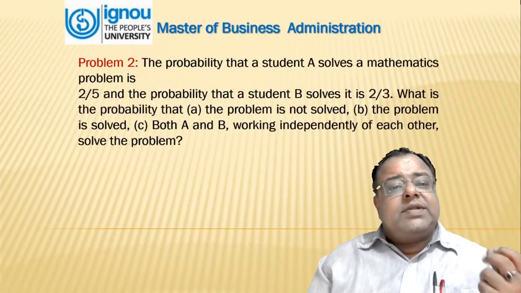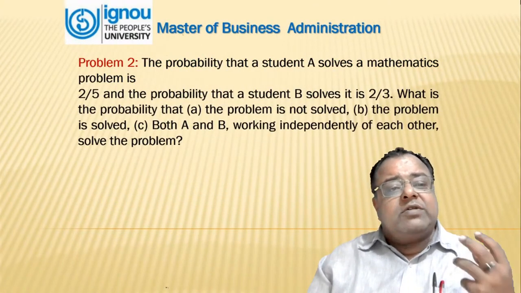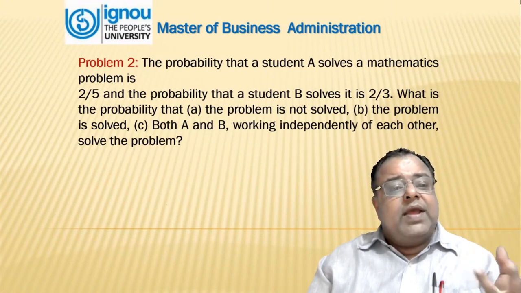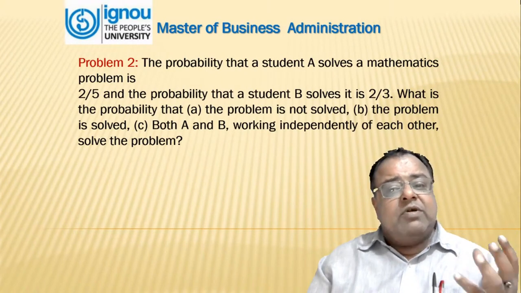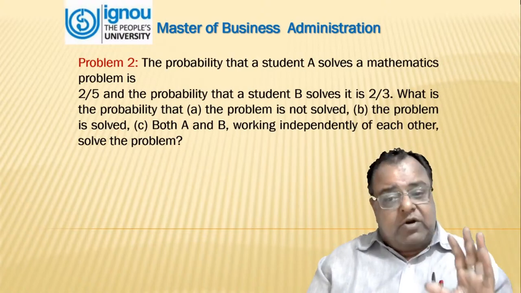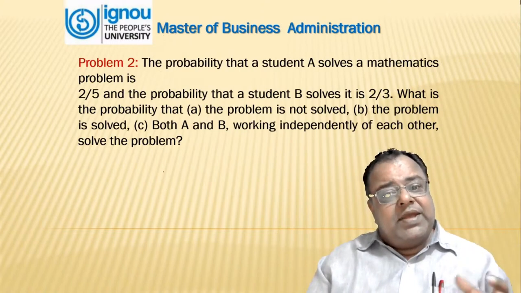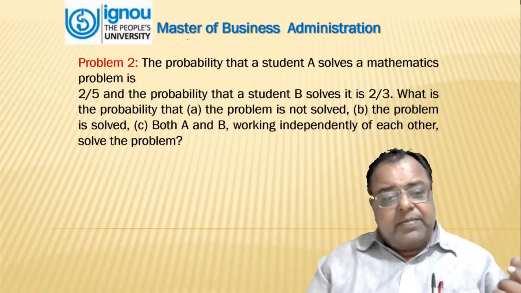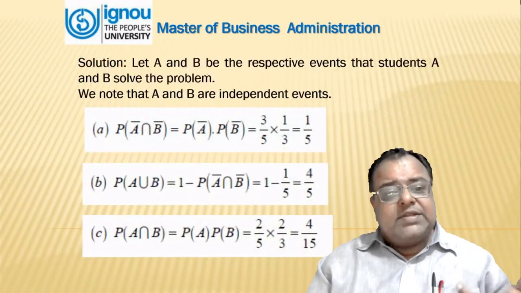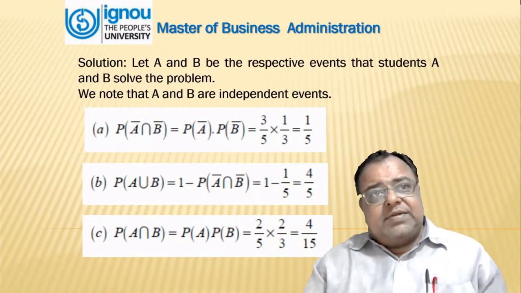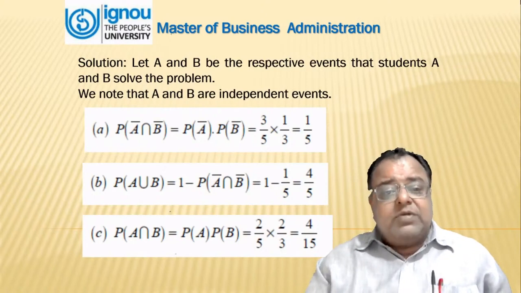Now, the second problem: the probability that a student A solves a mathematical problem is 2 by 5, and the probability that a student B solves it is 2 by 3. What is the probability that the problem is solved, with both A and B working independently of each other? These are the interpretations of how the problems can be solved.